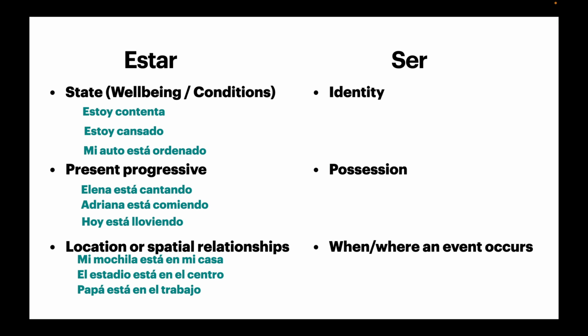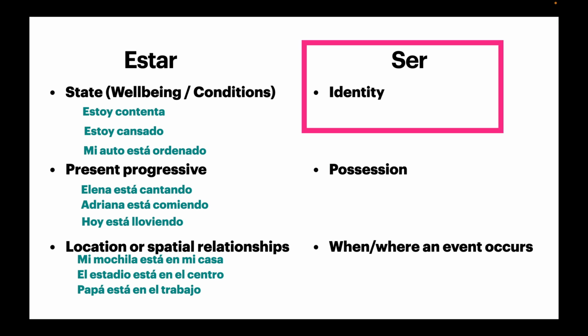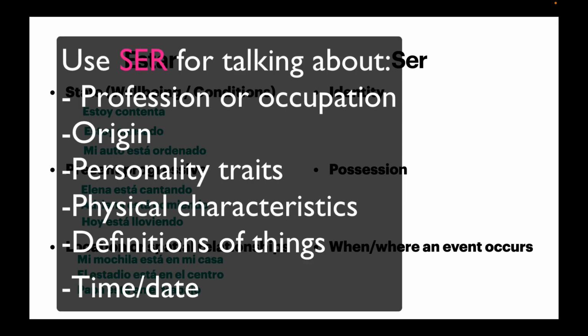We use ser to talk about someone's identity. When we talk about someone's identity, usually when we're talking about ourselves, we talk about our profession, where we're from, our personality, things that make up our identity. Those are things that usually don't change. For example, if I'm an optimistic person, that's a characteristic or a trait of my personality. And to express those characteristics, those traits, we are going to use ser.